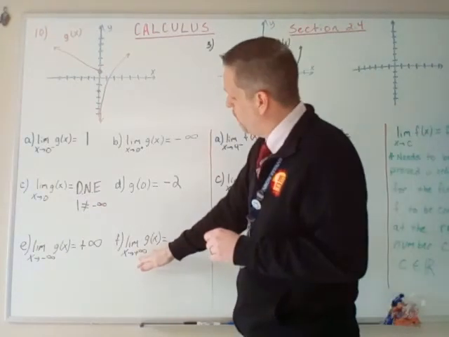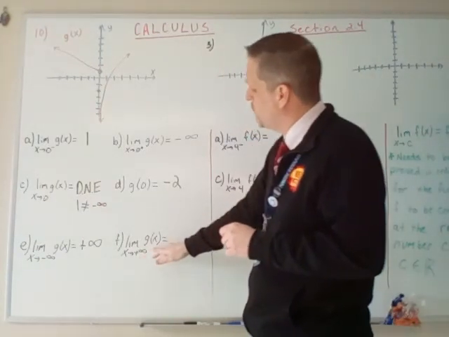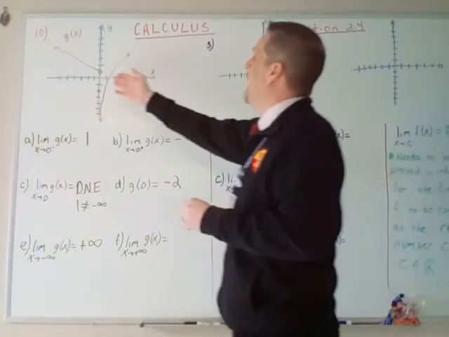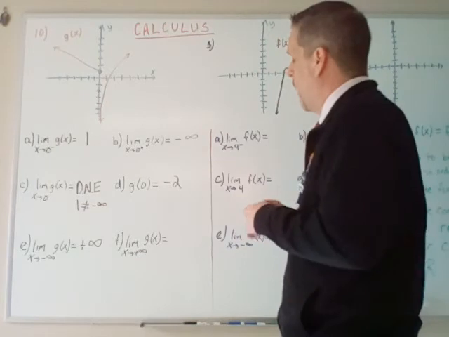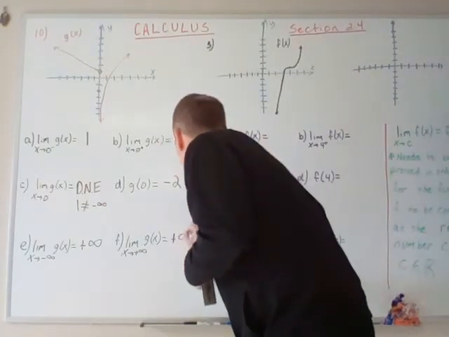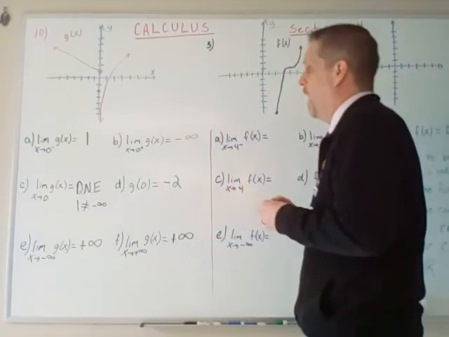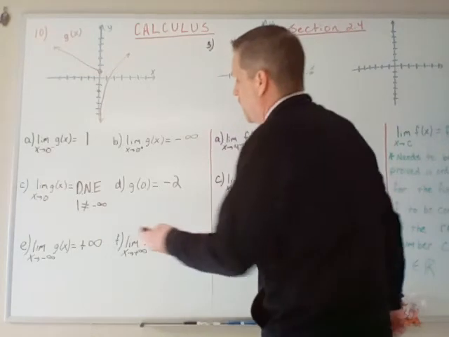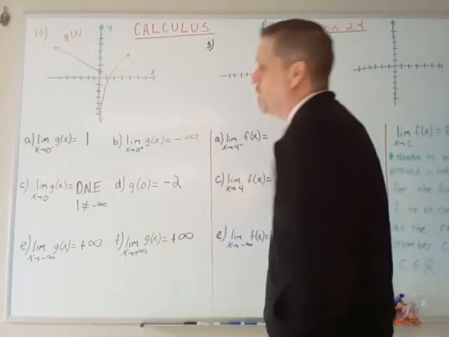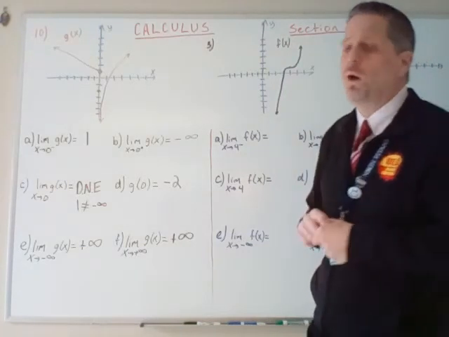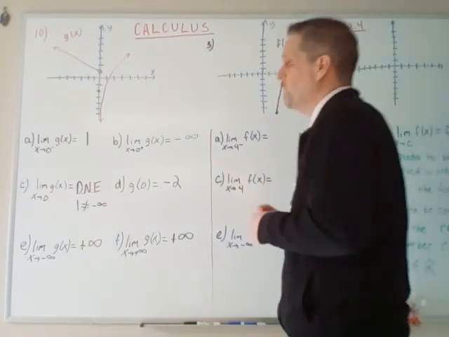Lastly, for this problem, we've got what happens to g of x as x approaches positive infinity. We've got end behavior way to the right. Now, this is going to positive infinity as well. This function diverges in both end behavior directions, to the left and to the right, and both divergences are increasing without bound, going to positive infinity.